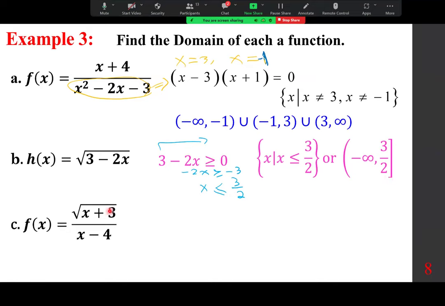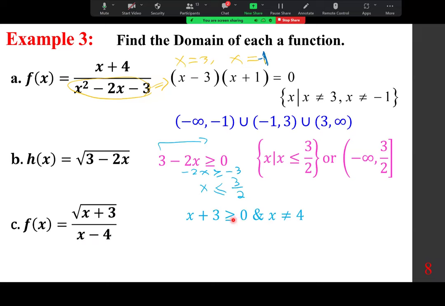F of x equals square root of x plus 3 over x minus 4. Well, the top part, x plus 3, must be larger than or equal to 0 because the index is missing, which means the index is 2. And the bottom one says x cannot be 4, right? X minus 4 equal to 0, x cannot be 4. So let's write them together. On the one hand, x plus 3 must be larger than or equal to 0. On the other hand, x can't be 4.